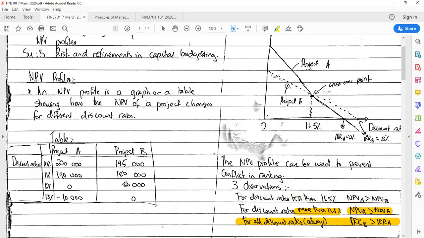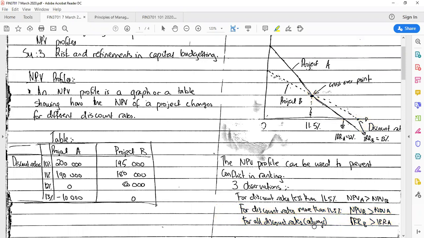So if we draw an NPV profile, if we determine the crossover point, it tells us that we need to use a discount rate greater than the one at the crossover point, such that the IRR and the NPV both give us the same recommendation. Okay, so conflict of ranking can help us.